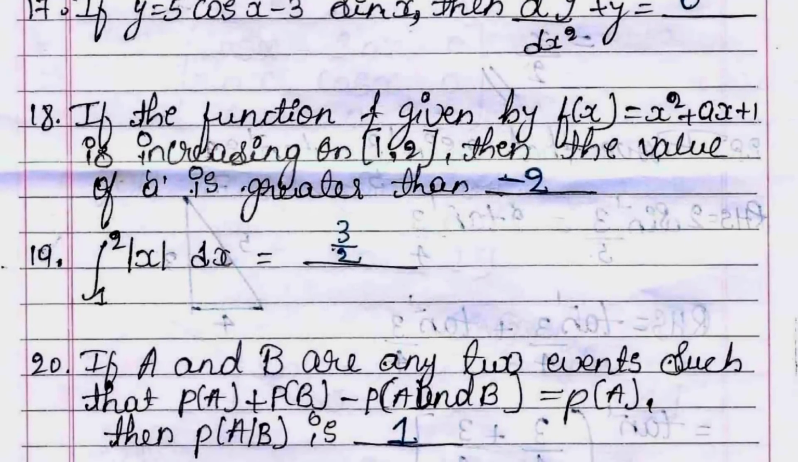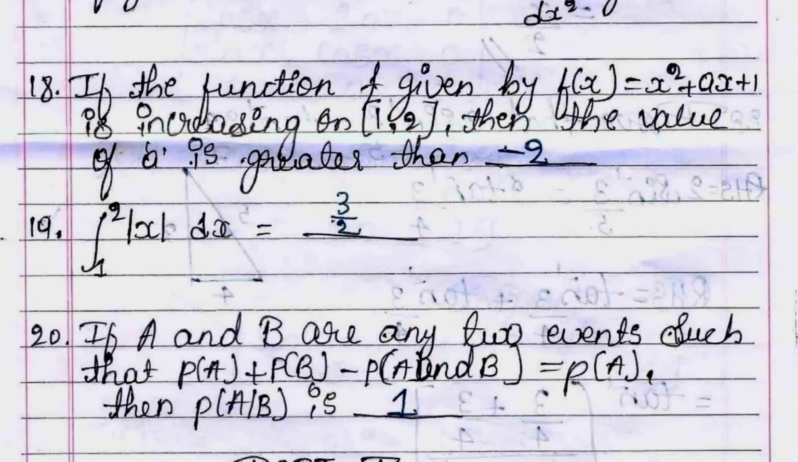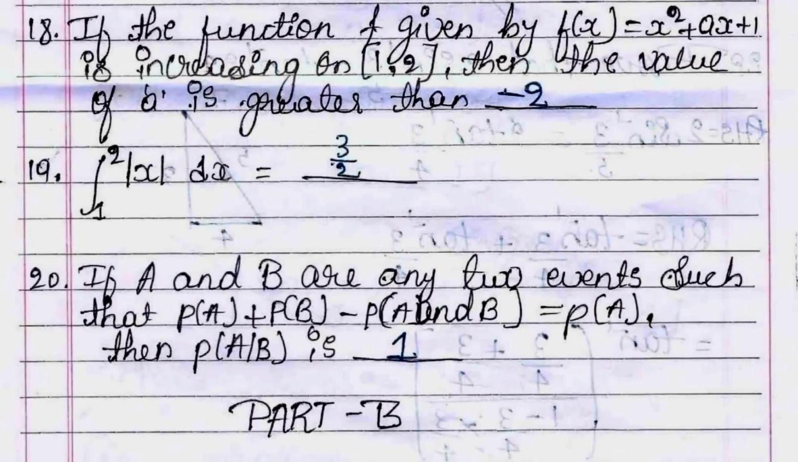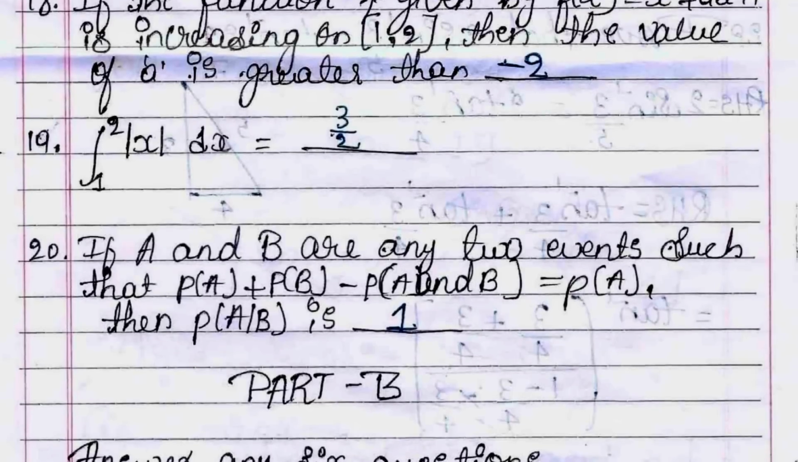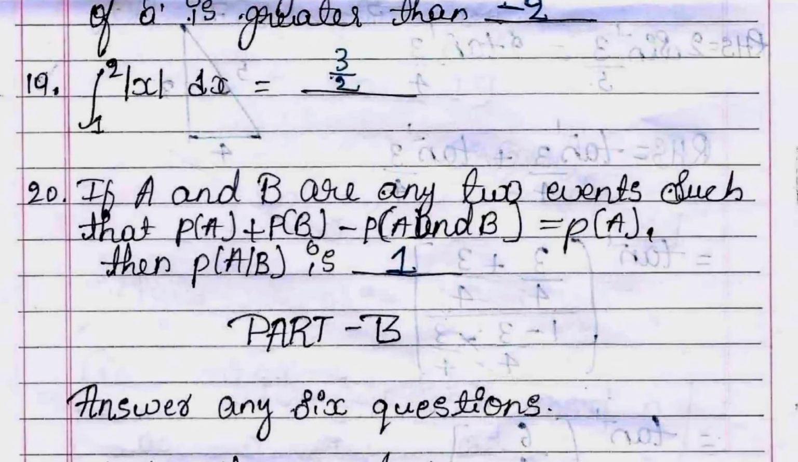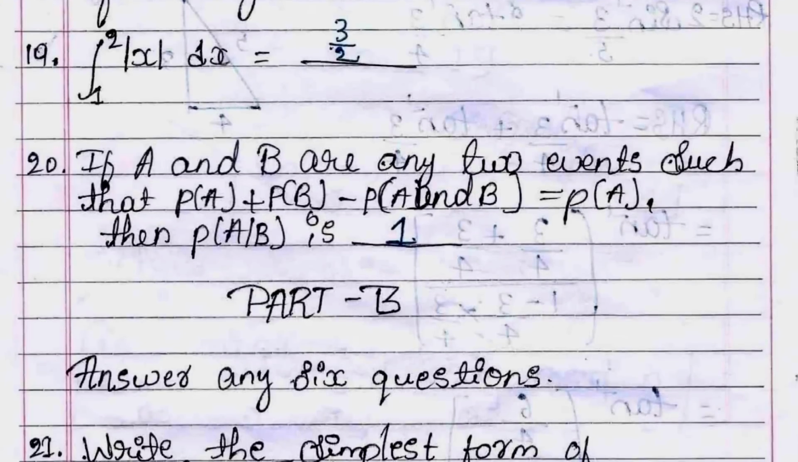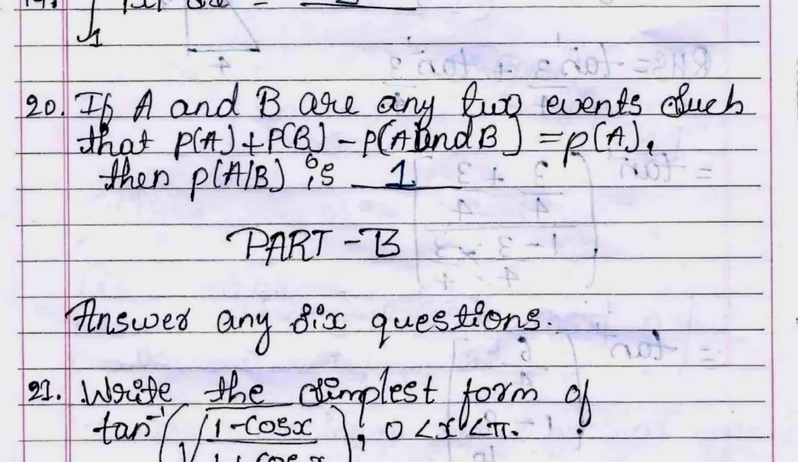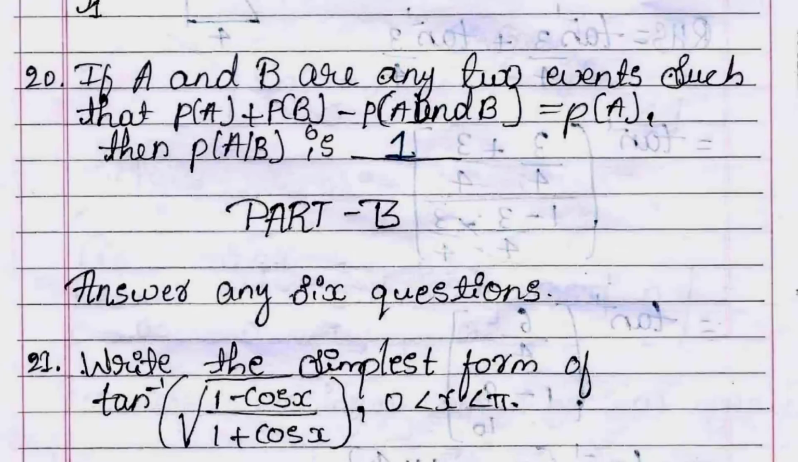19th, the integral of |x| dx is equal to, and the answer is 3/2. 20. If A and B are any two events such that P(A) + P(B) - P(A and B) = P(A), then P(A|B) is dash, and the answer is 1. Part B, answer any 6 questions.